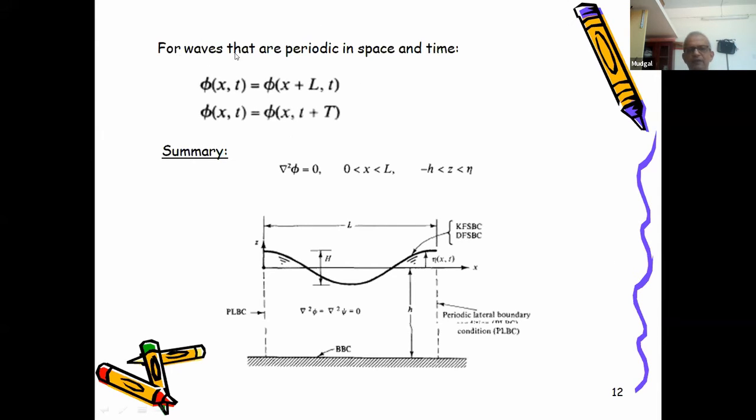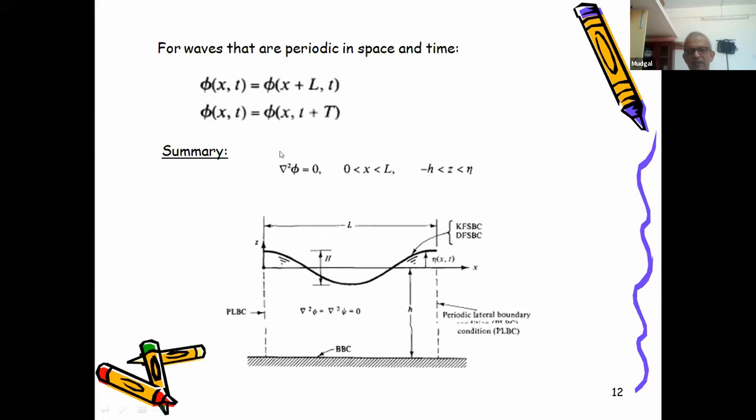Of course, you also have another condition: for waves that are periodic in space and time, it should be periodic in space in the sense that phi of x, t is equal to phi of x plus L, t, and it should also be periodic in time in the sense that phi of x, t is equal to phi of x, t plus T, where T is the wave period and L is the wavelength. So to summarize, this is what you have.